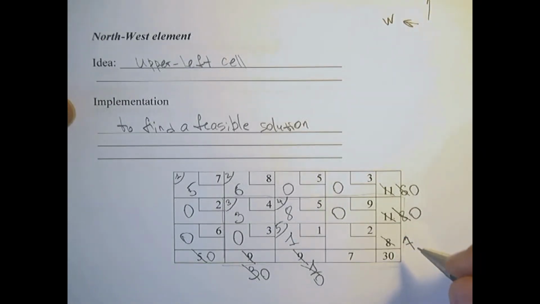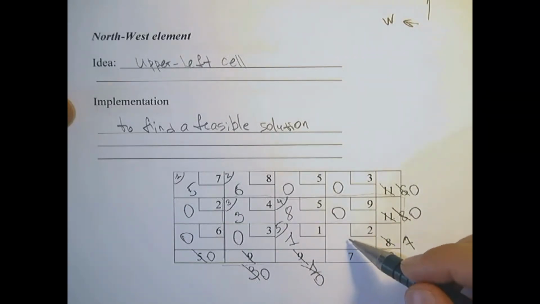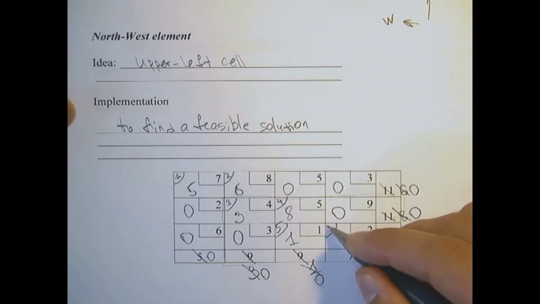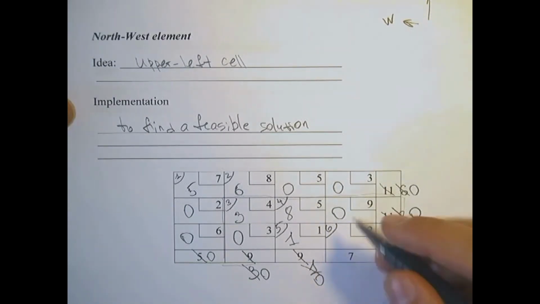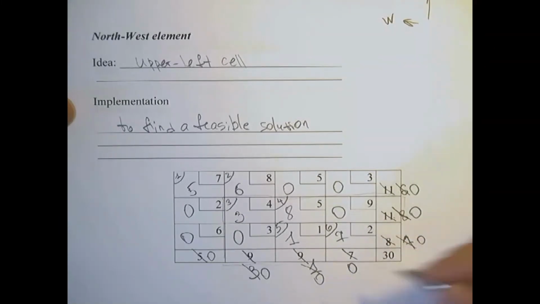And now the last cell, which is the unique one, is this one, and we deliver the 7 boxes of chocolate, and we correct our supply and demand.